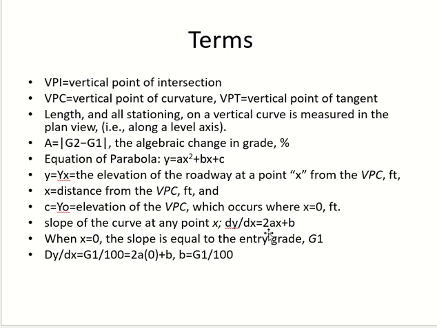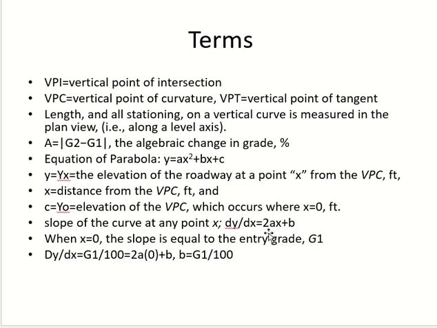Then we have a parameter, which we will not use, but it's used in some other equations in books. It is called A, which gives you the absolute difference between the two gradients.